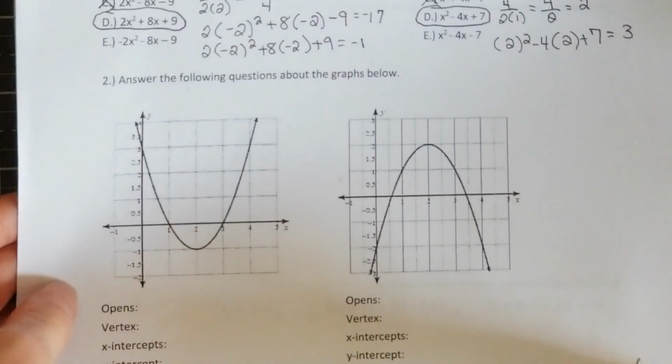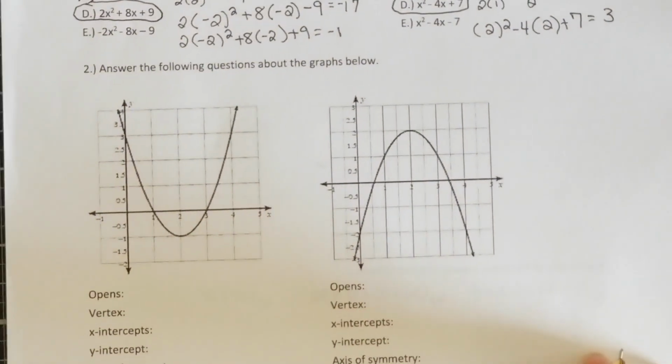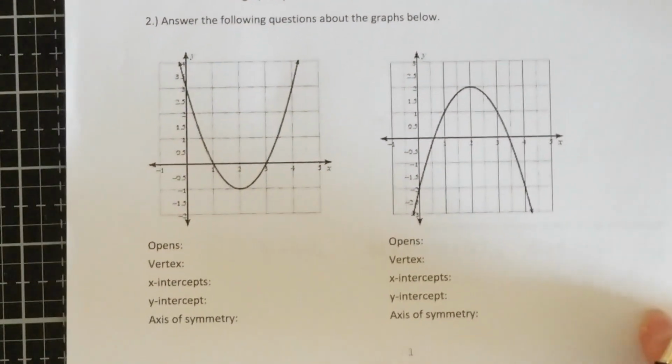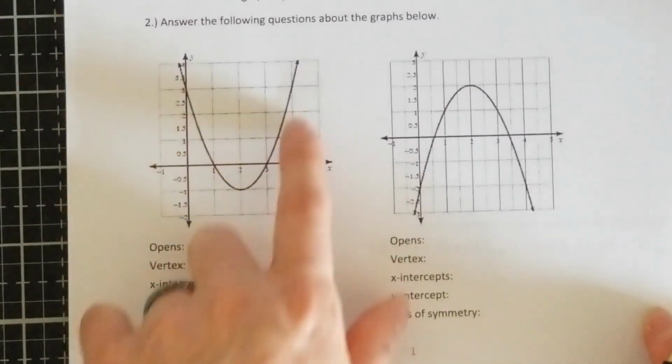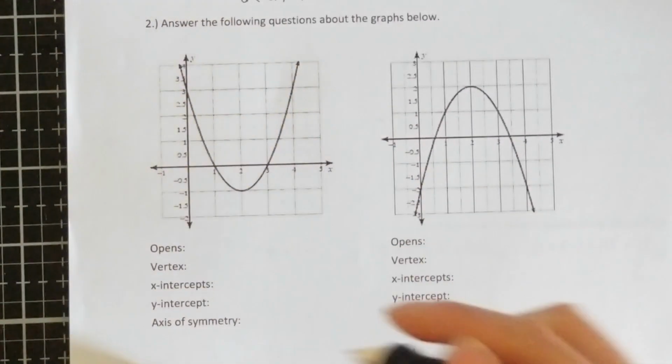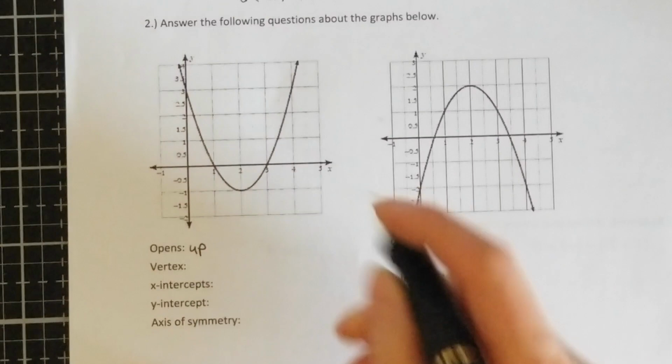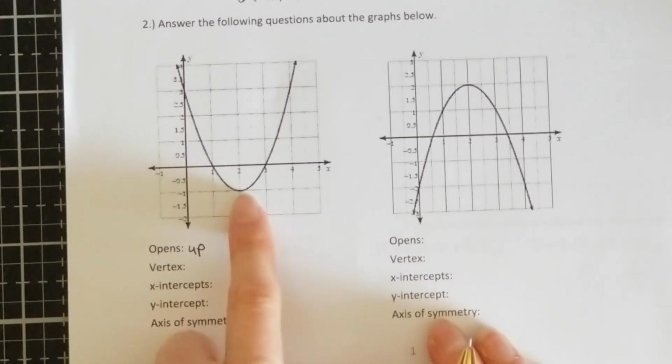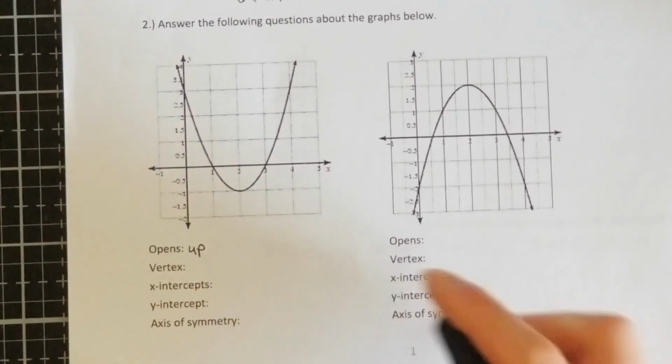Okay, question number 2. Answer the following questions about the graph below. So which way does this one open? Well, the arrows point up, so this opens up. Your vertex is this point right here at the bottom. So that would be 2, -1.